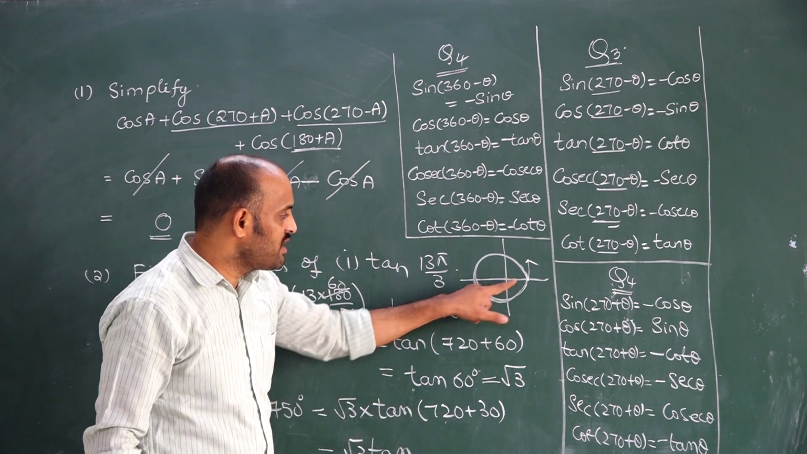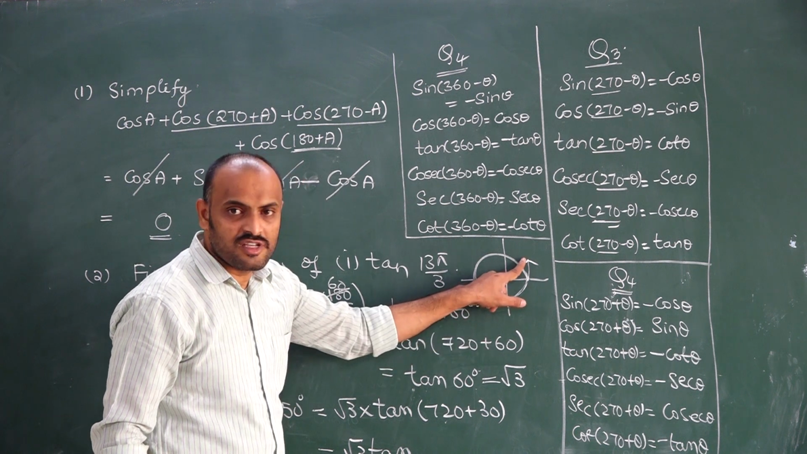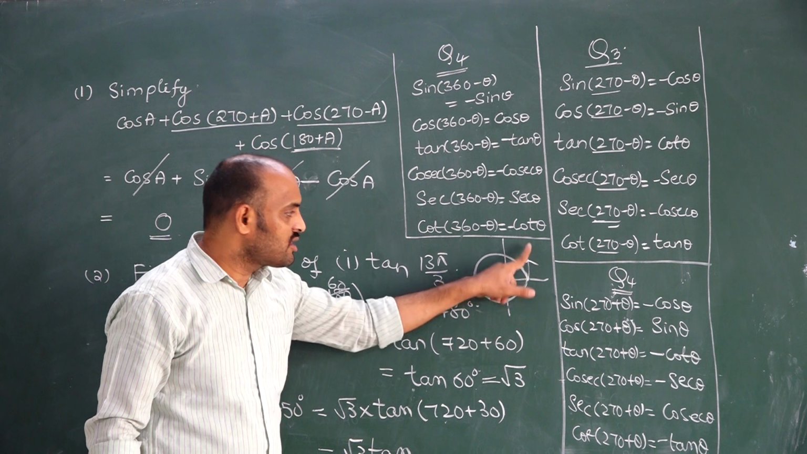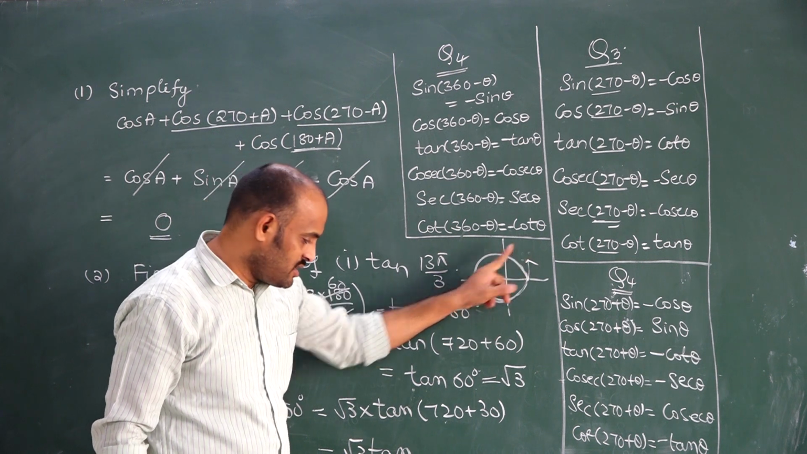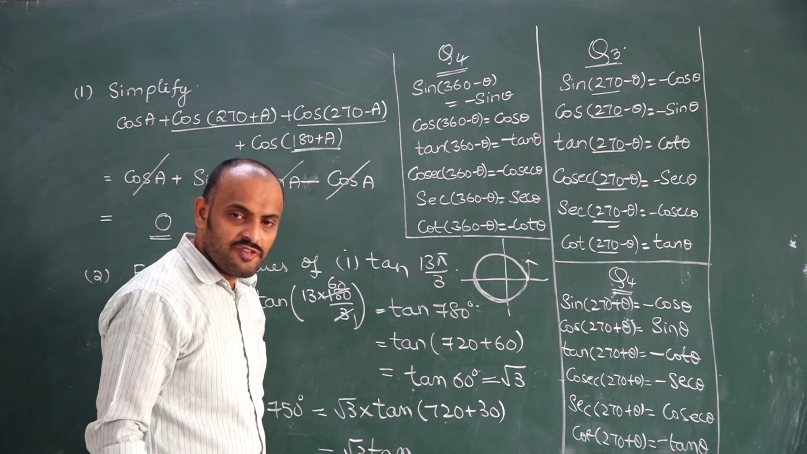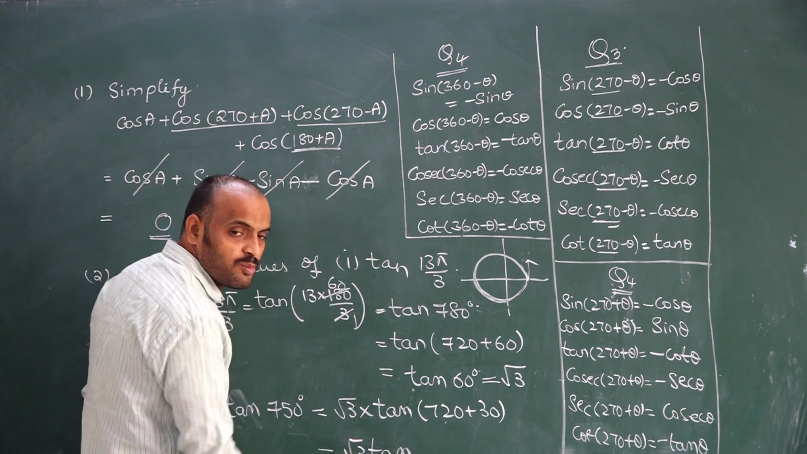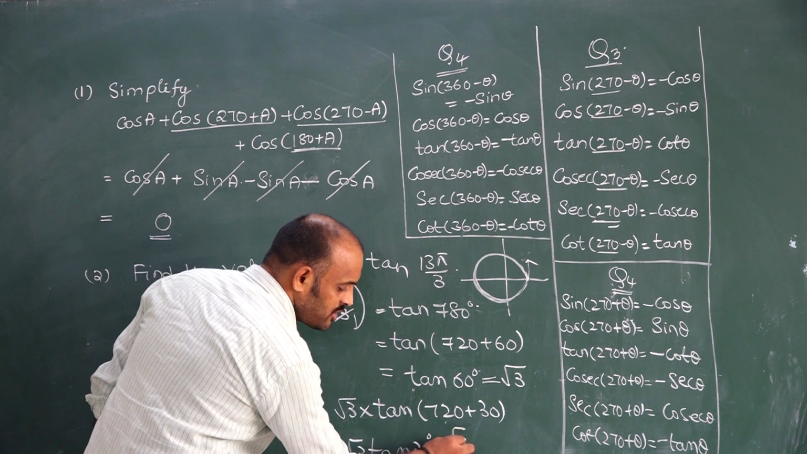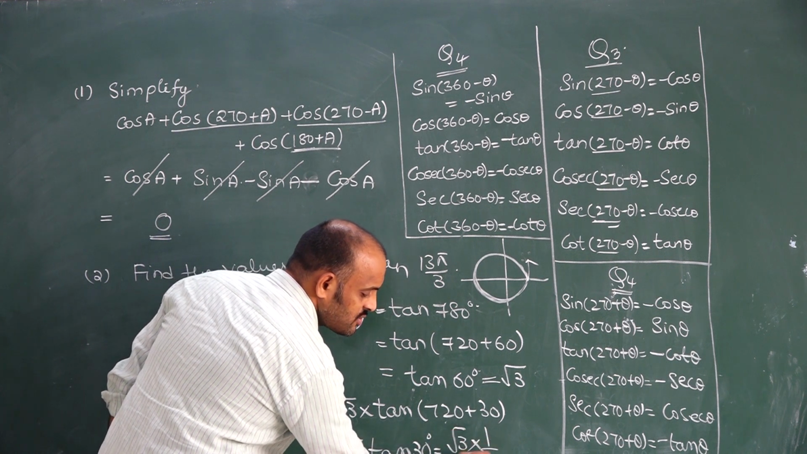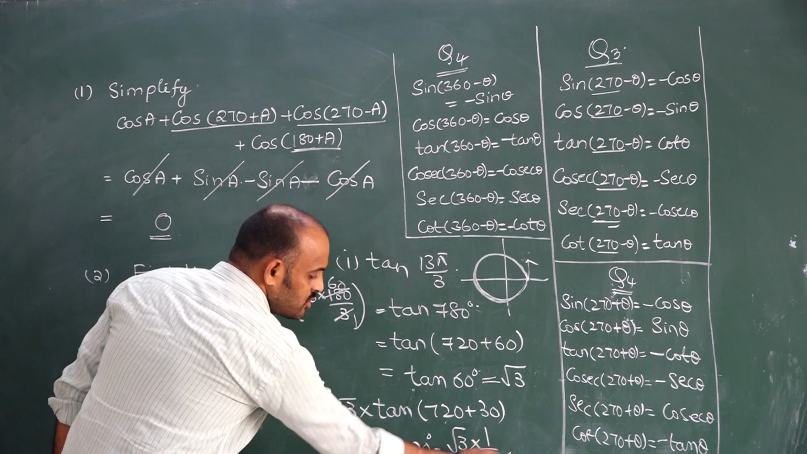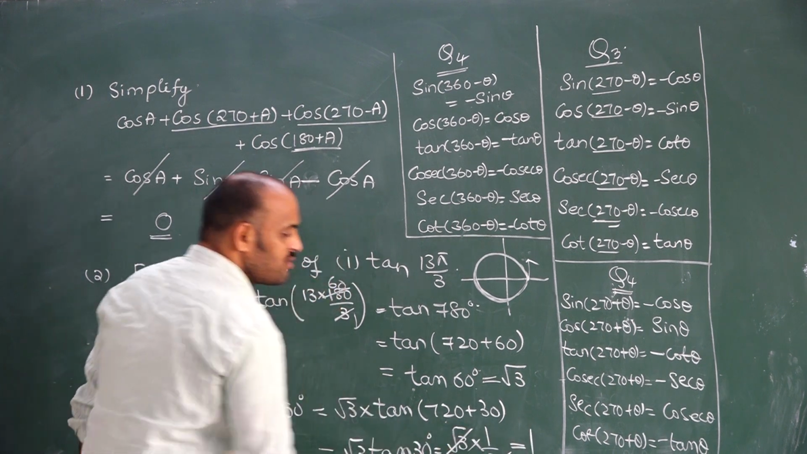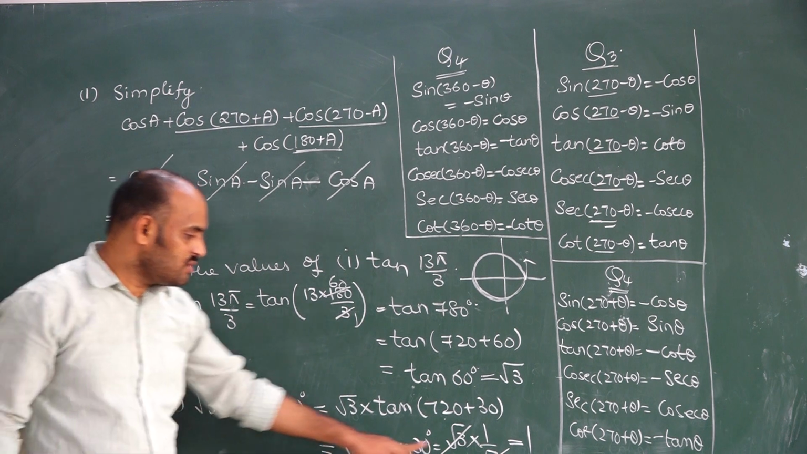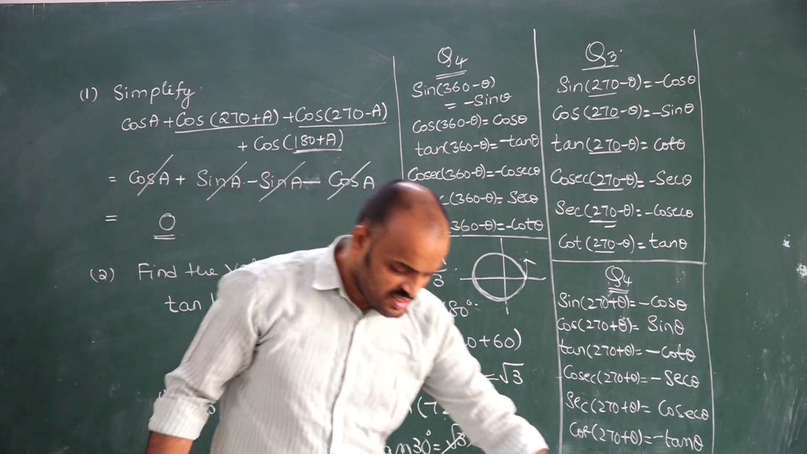720 plus theta, already we have seen. 360 plus theta, first quadrant. Again, 720 plus theta, first quadrant. Again, 1080 plus theta, first quadrant. In the first quadrant, tan is positive. Tan 30 degrees is 1 by root 3, so root 3 into tan 30 degrees means root 3 and root 3 get cancelled, which gives you 1. Therefore, root 3 tan 750 degrees is equal to 1. Let's see some more examples.